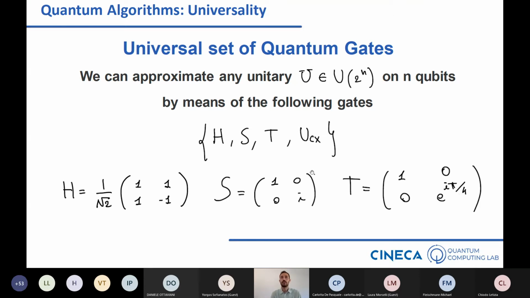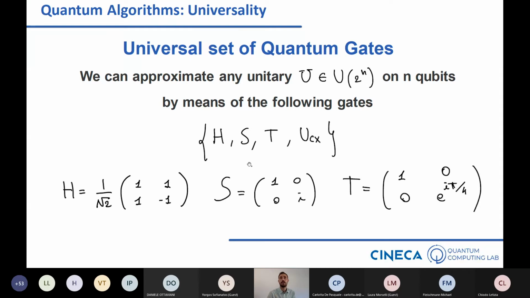This is very useful when you want to build hardware. The previous one was a set where it is hard to get all the possible single qubit unitaries. But here you have a finite set, and you can achieve universality in the approximate sense simply by means of this finite set of gates.